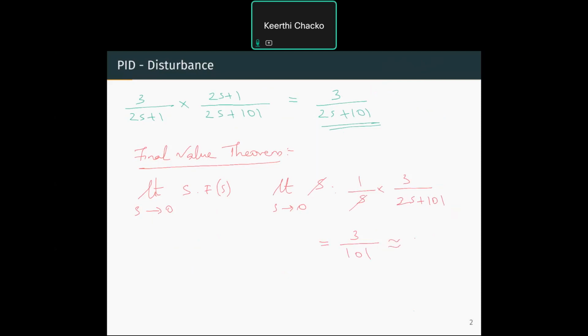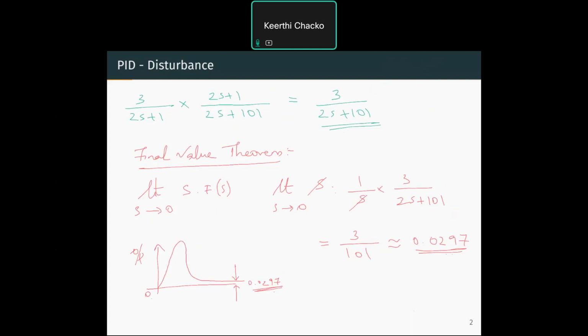which is approximately 0.0297. So when we give a step input, it initially deviates too much and then settles finally at some error value of 0.0297. So this is the output response. This error difference will be 0.0297.